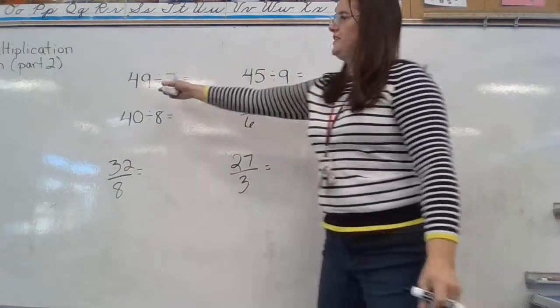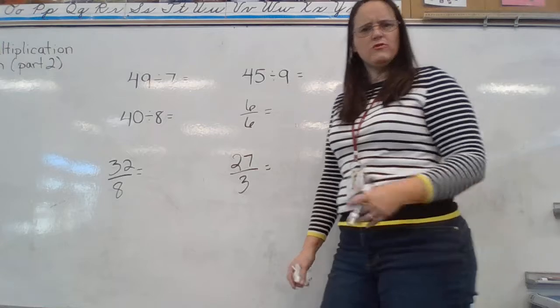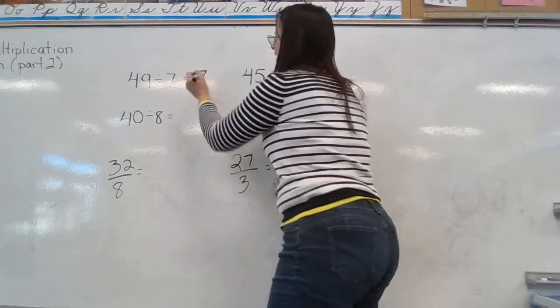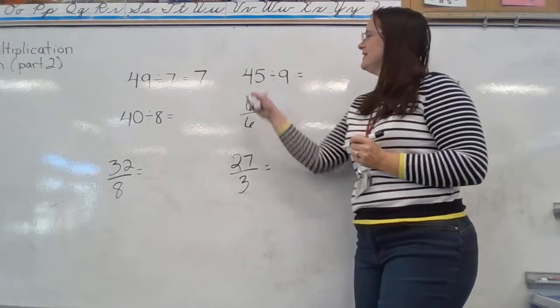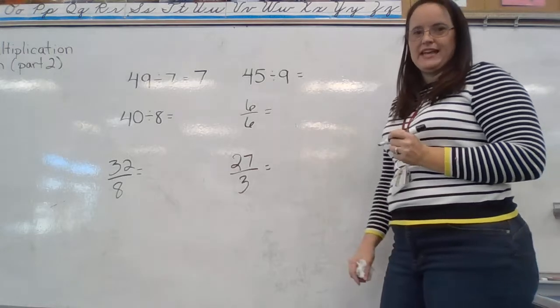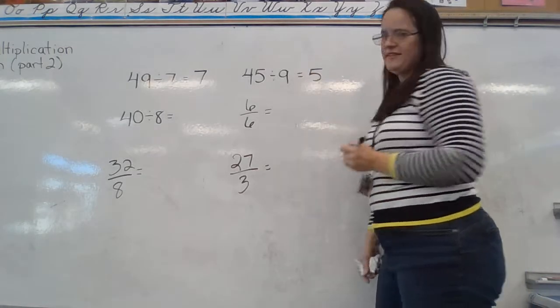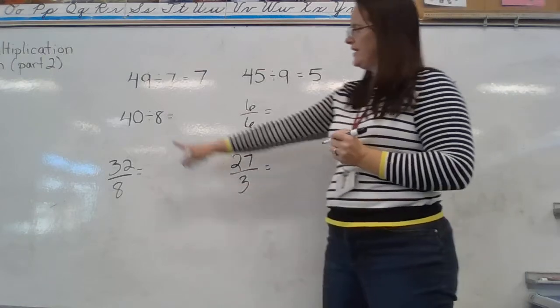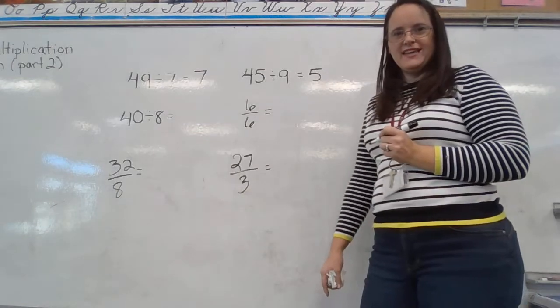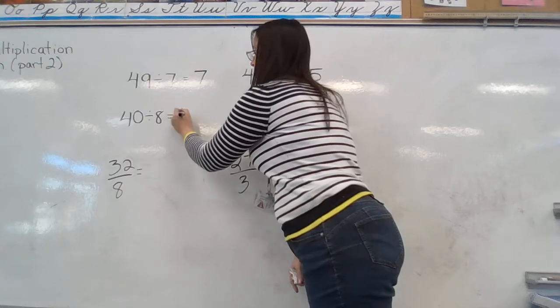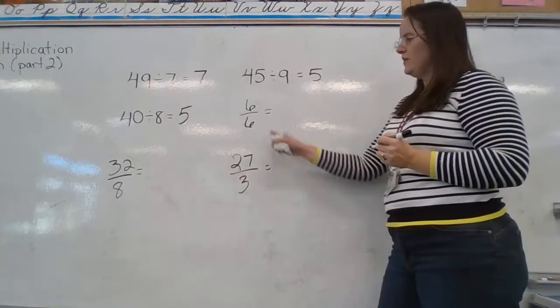So we've got 49 divided by 7. Ooh, 49 is a perfect square. I know that's 7. 45 divided by 9. Yeah, that one's pretty easy too. I know my 5s really well. Okay, 40 divided by 8. That's another 5.